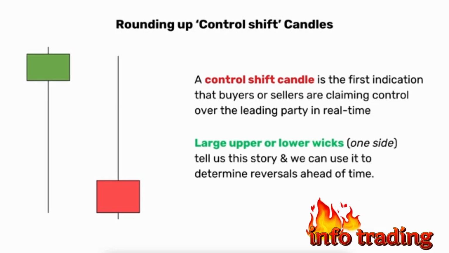The large upper or lower wick tells us this story and we can use it to determine reversals ahead of time. Now, one important note, it has to be a large wick on one side. If there is a considerably large wick on either side of the market, so both sides, this is what we call indecision, where there is no party in control. And that's what we're going to cover just now.